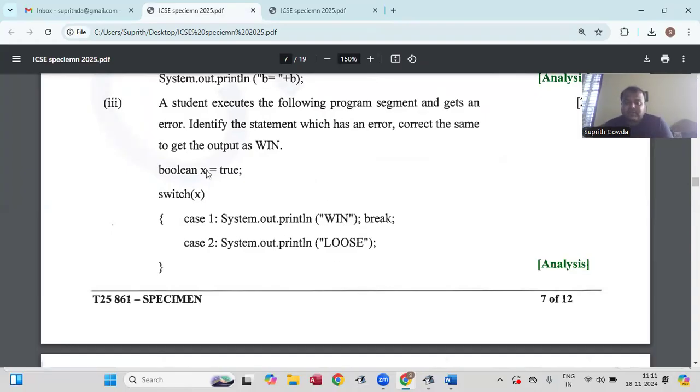So what is the value of x? x will become 1. So you can rewrite boolean x as integer x is equal to 1, so we'll get win. If you want lose always, integer x is equal to 2, then it is going to print lose. That's it. These are all simple.